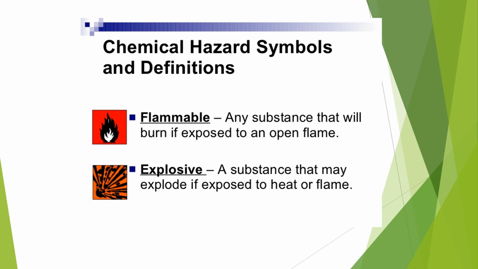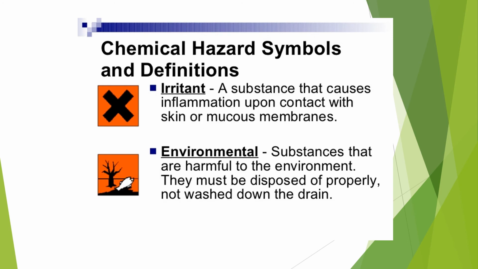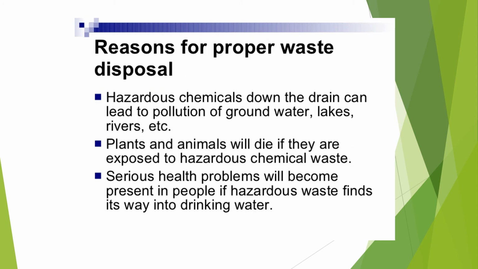And these are different types of chemical hazard symbols: flammable, explosive, toxic, poison, corrosive, irritant, environmental.